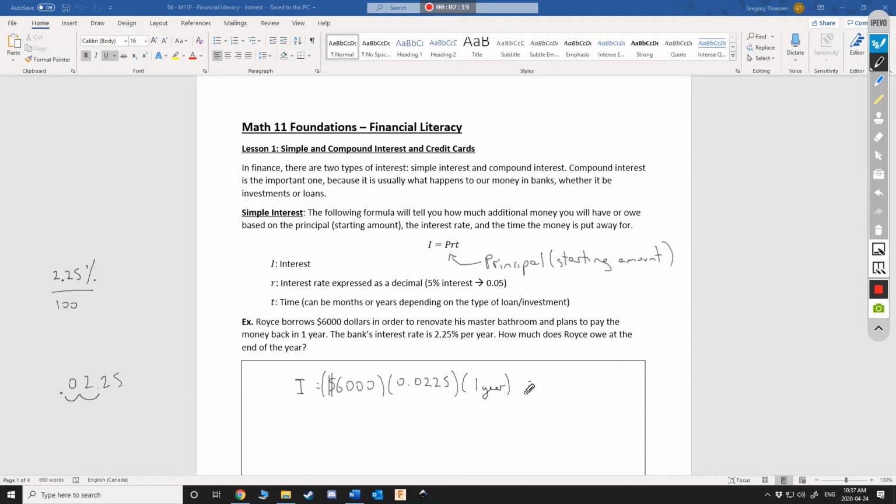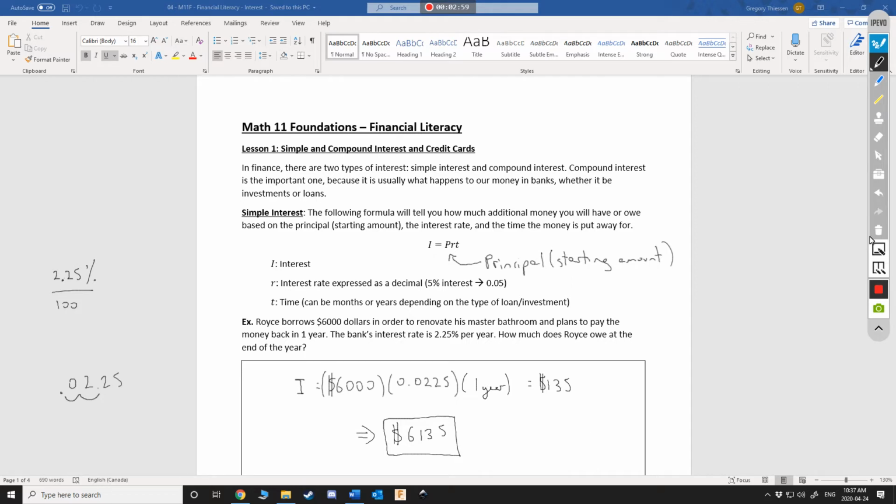So multiply through, we get 6,000 multiplied by 0.0225. That's $135. So when 1 year has come up, Royce has to pay back his original loan amount, 6,000 plus 135, a total of $6,135. This is how the bank makes money. They lend you that money, and at the end of it, they get 135.